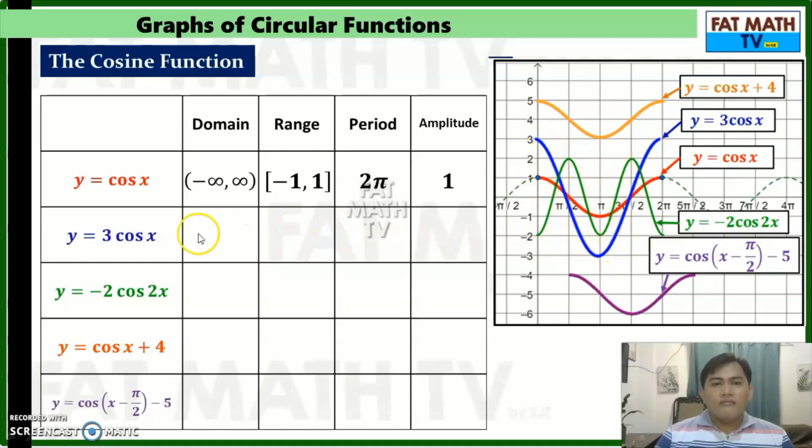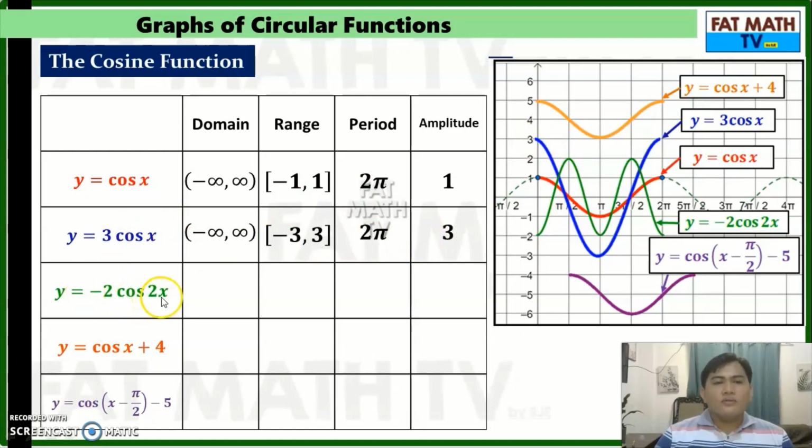Okay, for y equals 3 cosine x, the graph is the blue one here. Okay, the domain, actually for all of them, is the set of all real numbers. The range: lowest is negative 3, highest is 3. So that's from negative 3 to 3. Period, one complete cycle every 2 pi units. And the amplitude is the absolute value of 3, that is 3.